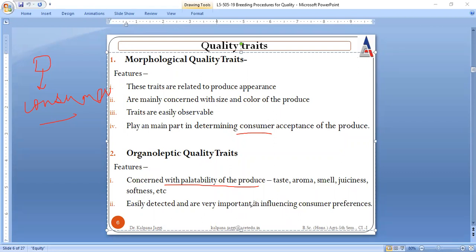But these palatability features are also easily detected, and this is the reason they also play a very important role in influencing consumer preferences. That means whenever we are talking about quality, quality is directly related to consumer preferences.